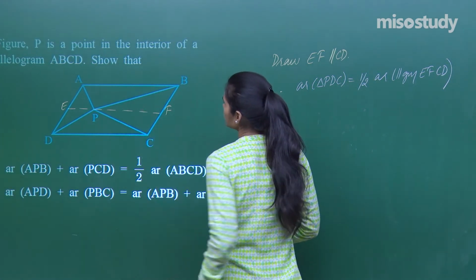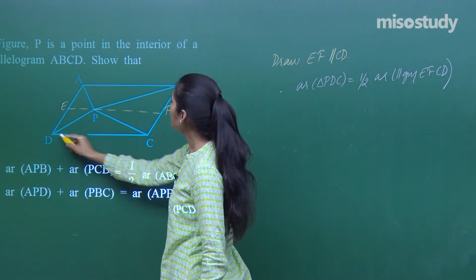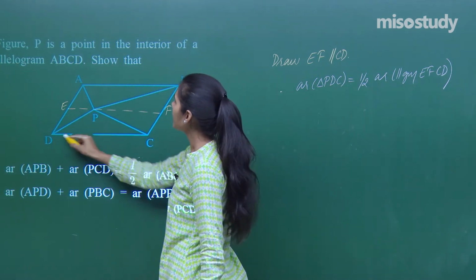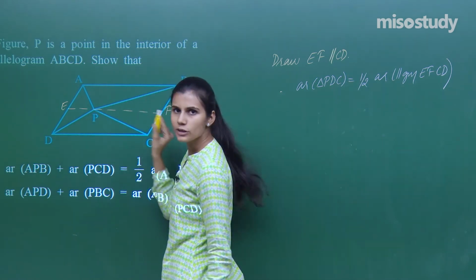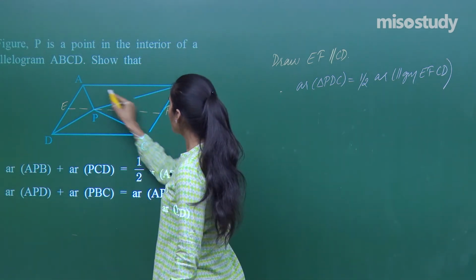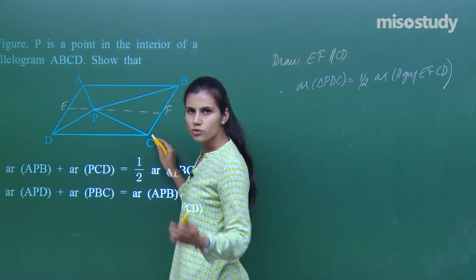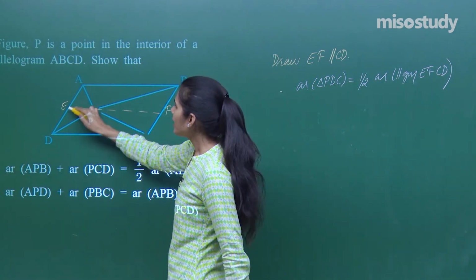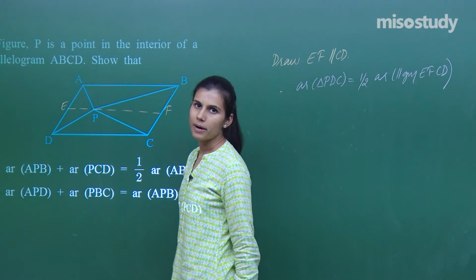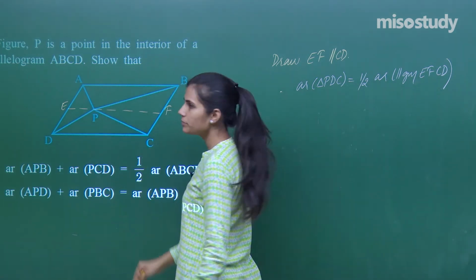Next, if EF is parallel to CD but AB is already parallel to CD, that means AB is parallel to EF. So I have EF parallel to AB. Already AD is parallel to BC because ABCD is a parallelogram, so opposite sides are parallel, and therefore any part of it is also parallel to a part of it. So I have AE also parallel to BF.